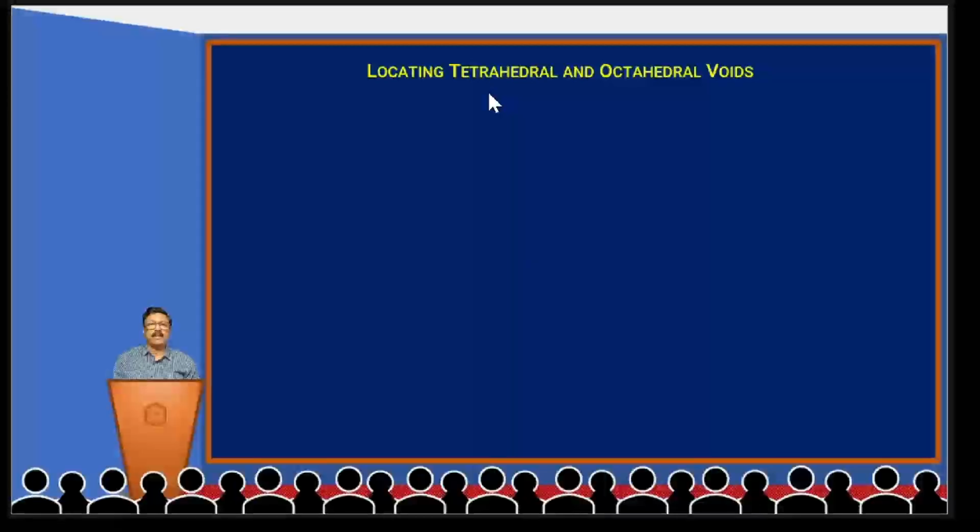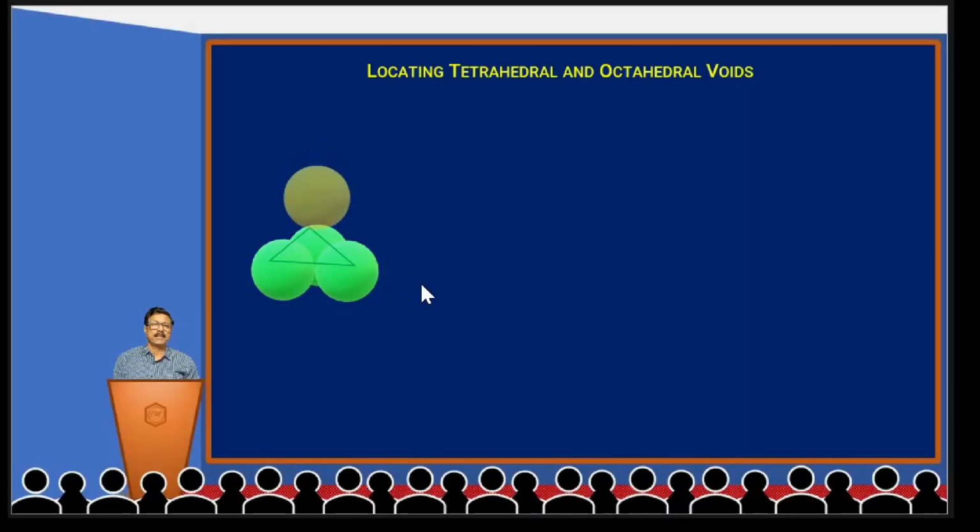Let us see how to locate tetrahedral and octahedral voids. When we place a second layer over the 2D hexagonal close packed layer, two types of voids are created: the tetrahedral void and the octahedral void. Three spheres of one layer form a triangular void, and if the sphere of the second layer fits into the triangular void, this generates a tetrahedral void. So this one is a tetrahedral void.